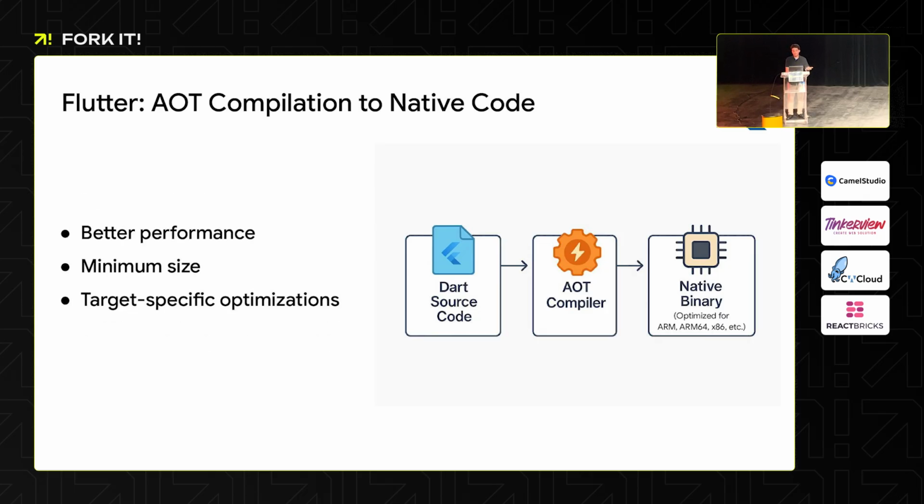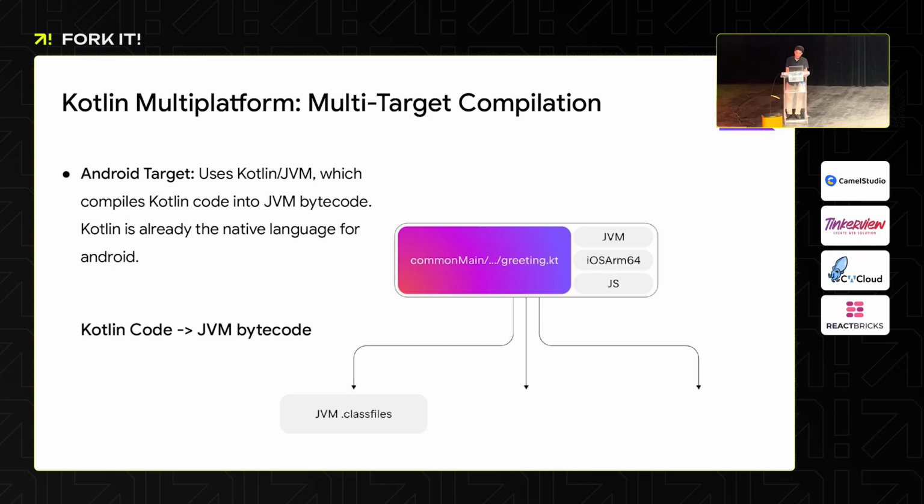By having these native binaries, we have better performance. It's way much faster than JavaScript code, and we have a minimum size. And since there is a compilation happening, we can have target-specific optimizations. We can remove things to work faster on Android. We can change things to work faster for iOS, for example. So we can have different optimizations for each platform. Which makes Flutter faster than React Native.